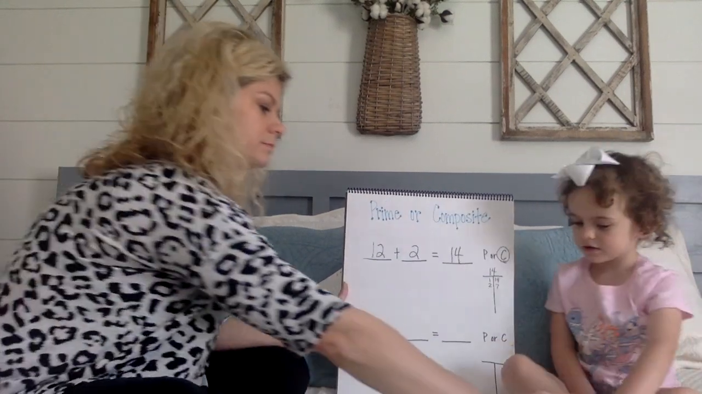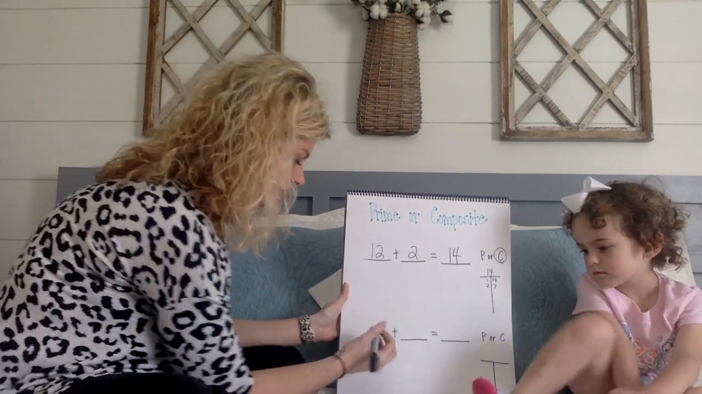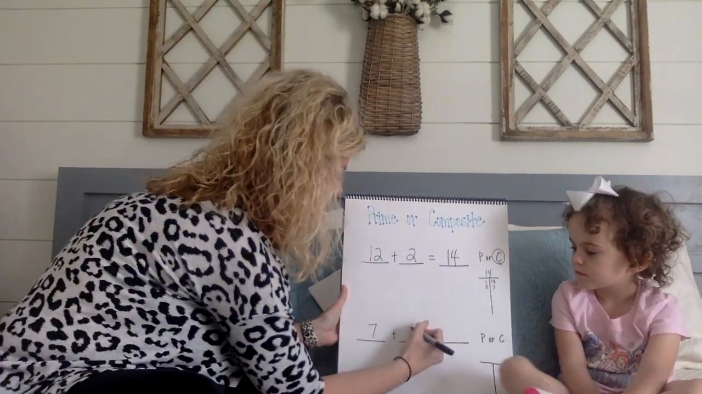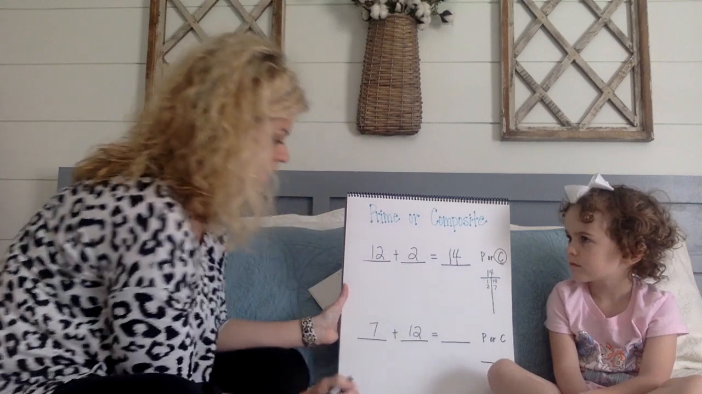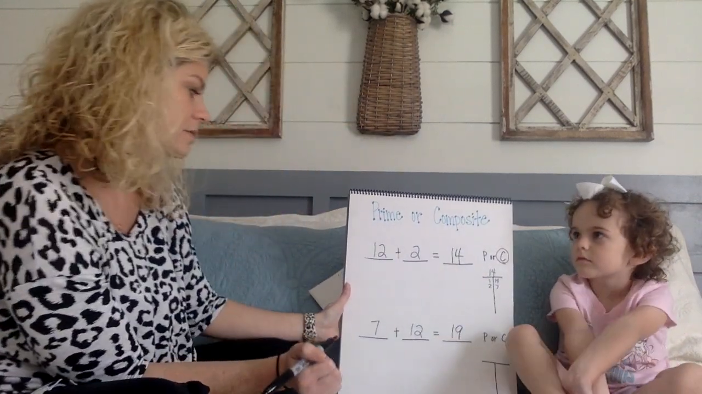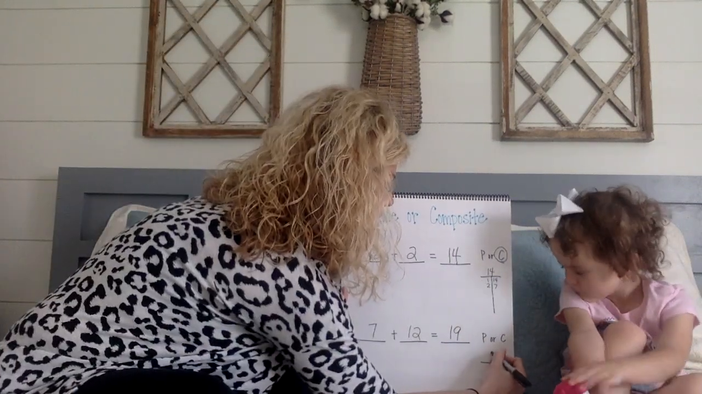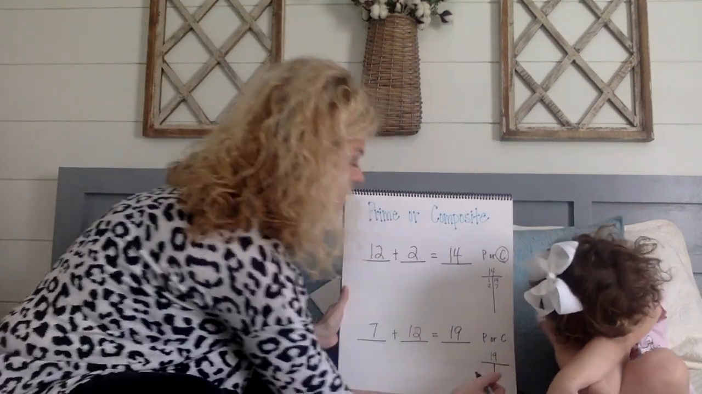All right, I'm going to take my two numbers again and add them together. I've got 7 plus 12. And 7 plus 12 is 19. So to determine whether 19 is prime or composite, I'm going to do another T-chart. Put 19 at the top.